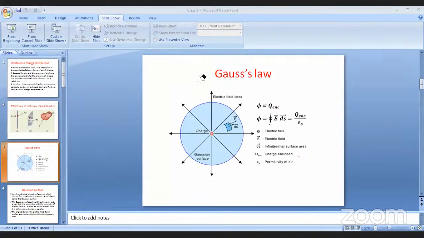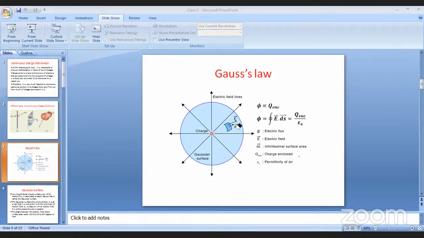Before proceeding further, can anyone tell me what is the meaning of electric flux? We have already discussed that. Can anyone tell me? Yes, tell me. It is the number of electric field lines passing normally to a given surface. Yeah, you are right. Very good. So the student has given the exact definition of the electric flux.